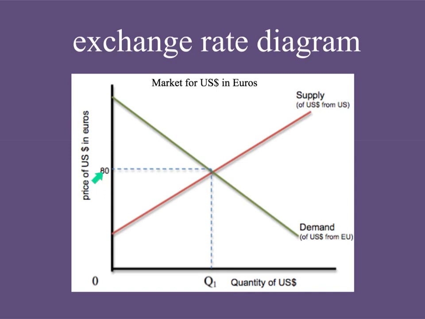You can think of it as really complicated, but all we're saying is that a US dollar at the equilibrium price costs 0.8 euros. Okay. So what is that? So how do we label this?